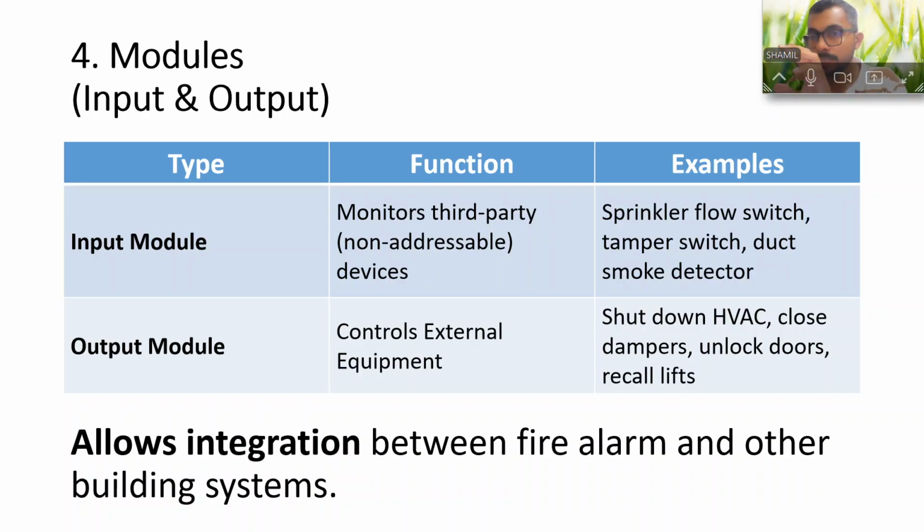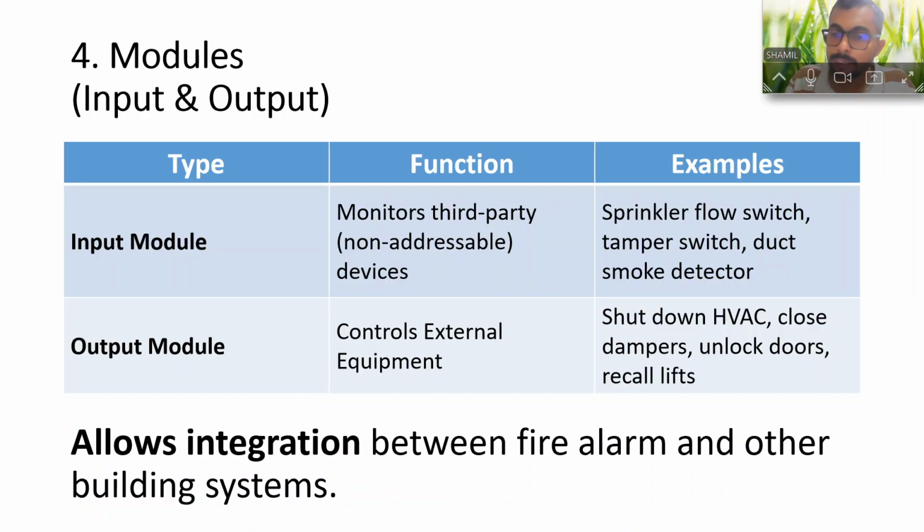When there is a module connected to the flow switch, the module will come to know that the flow switch has been activated, and the same information will be passed to the fire alarm control panel, and then the alarm will be sounded. This is how an input module works.